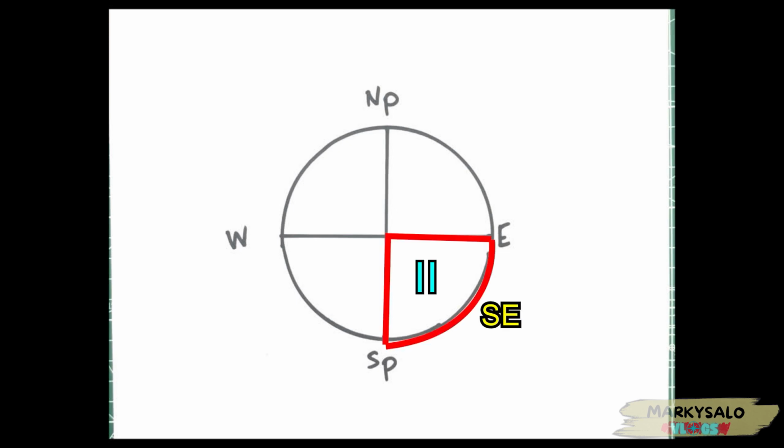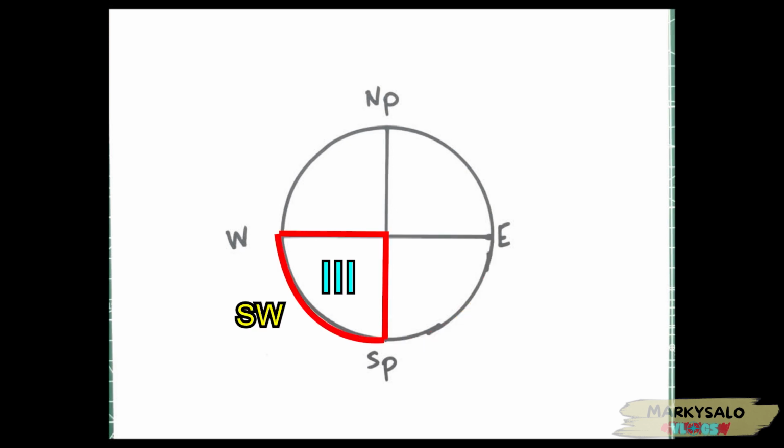The same principle applies to the other quadrants as well. The second quadrant has a southeast component, or southeast name. So if the given latitude is south and the given longitude is east, we plot it here in the second quadrant. The third quadrant has a southwest component, or southwest name.